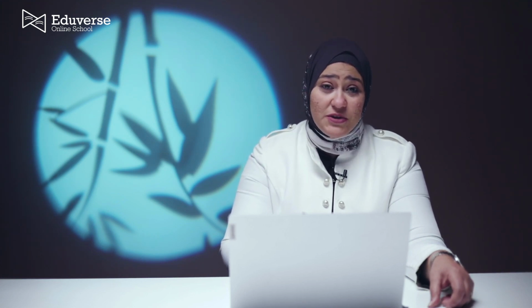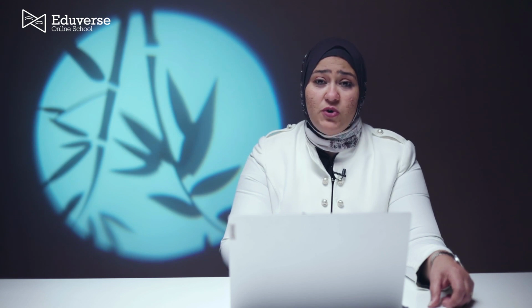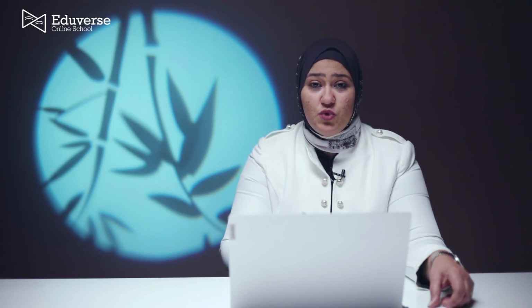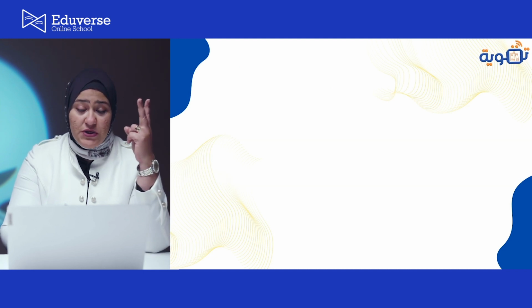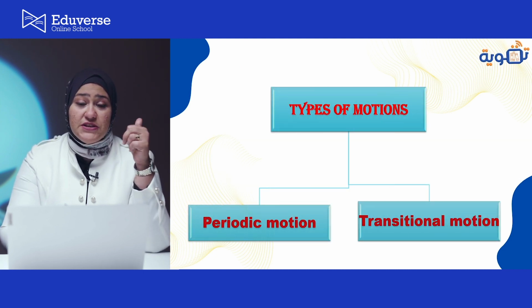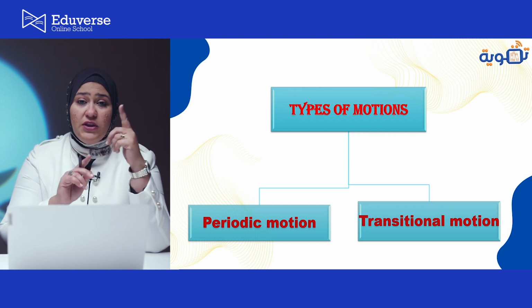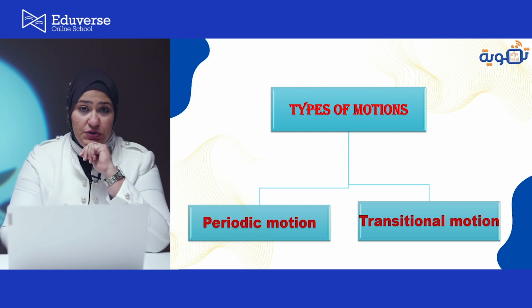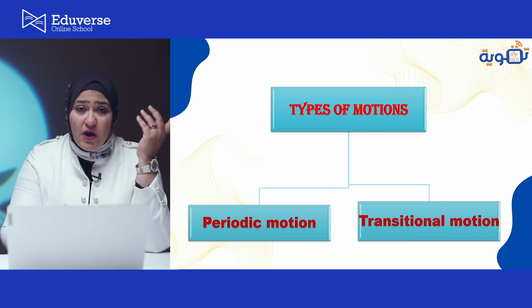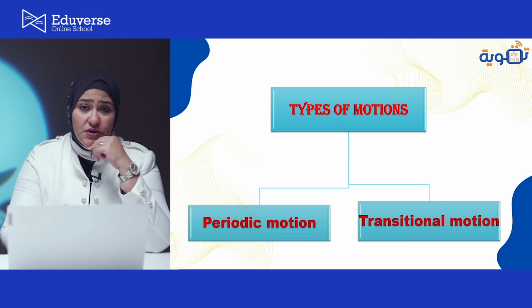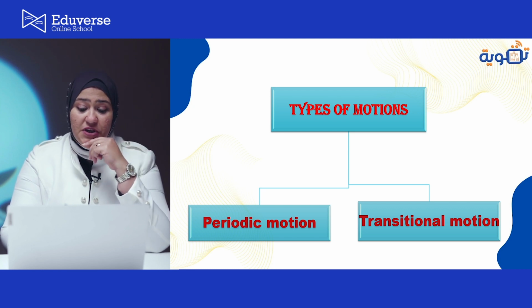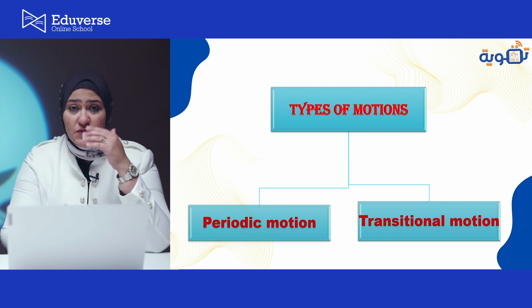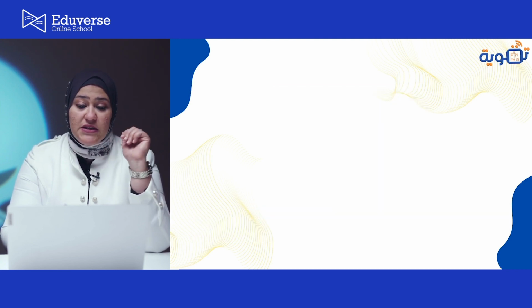It will talk about oscillatory motion. We all know the meaning of motion, and we have two types of motion. The first one is transitional motion. The second one is periodic motion. So what is meant by periodic motion? It is the motion which is regularly repeated at equal periods of time. And transitional motion is motion from a starting point to an ending point.